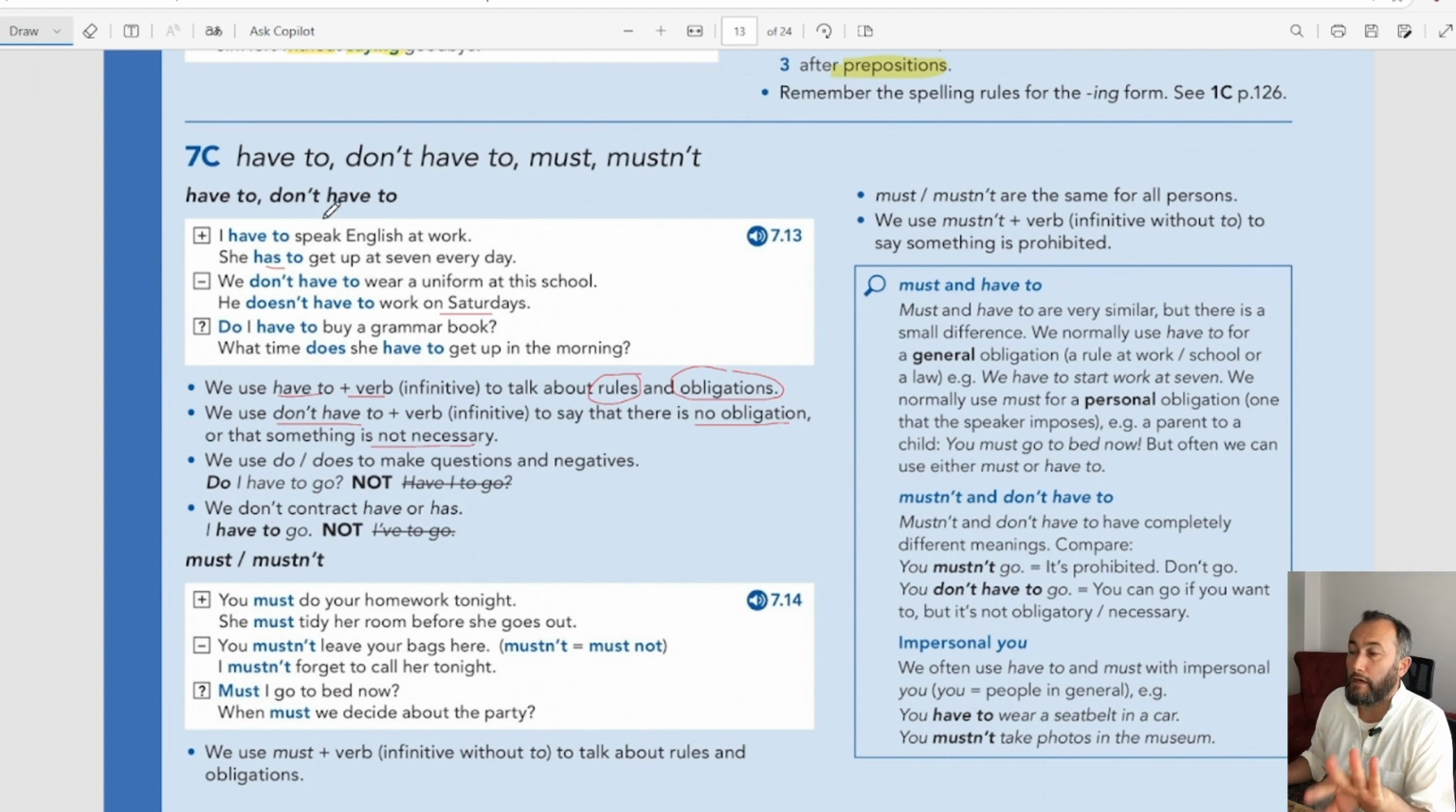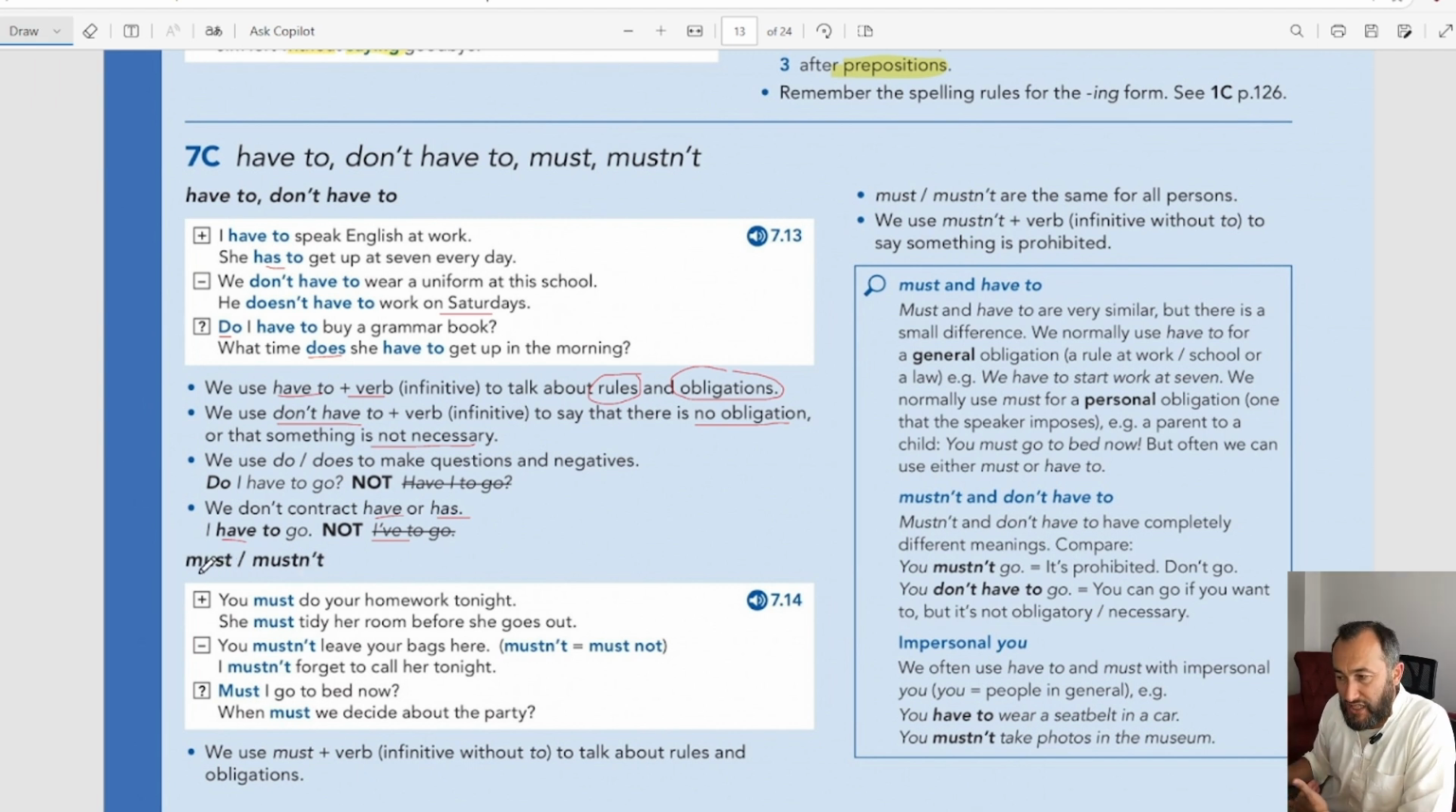Okay, now, if I want to make question for have to, I use do or does. Like, do I have to buy a grammar book? Do I have to buy? Or what time does she have to get up in the morning? So for questions, we use do and does. Negative, don't, doesn't. And positive is positive, guys. We don't contract have or has. When we talk about have to or has to, we don't use the contraction form. Like, I've to go. No, it has to be I have to go. Because have to and has to, we should take it as one unit. That's why we can't contract it, guys.